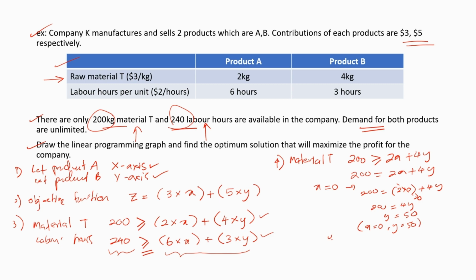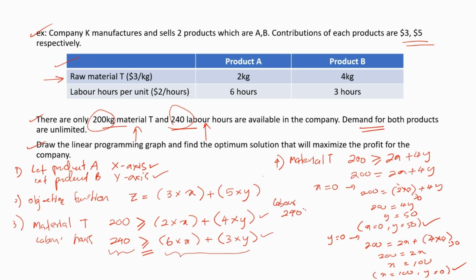And now let's assign 0 to the y value. Same equation, 200 is equal to 2x plus 4 times 0, because we assign 0 to the y value. So this will become 0. 200 is equal to 2x. X is equal to 100. So when x is 100, y is 0. So these are the 2 points for the constraint of material T. And now let's identify 2 points for labor.